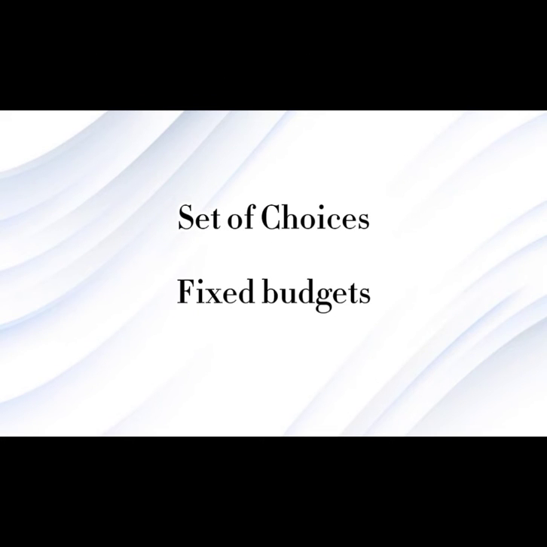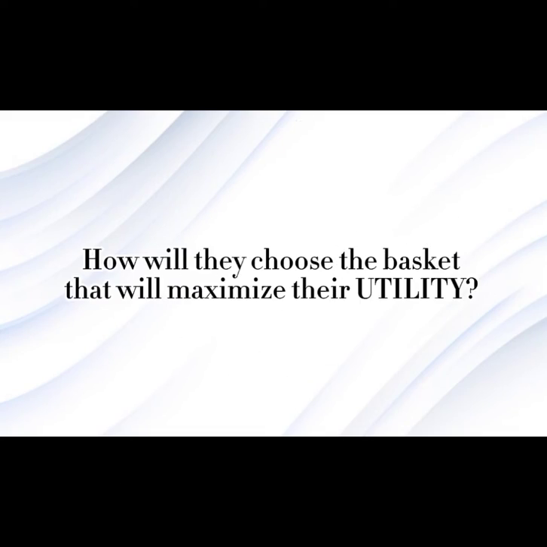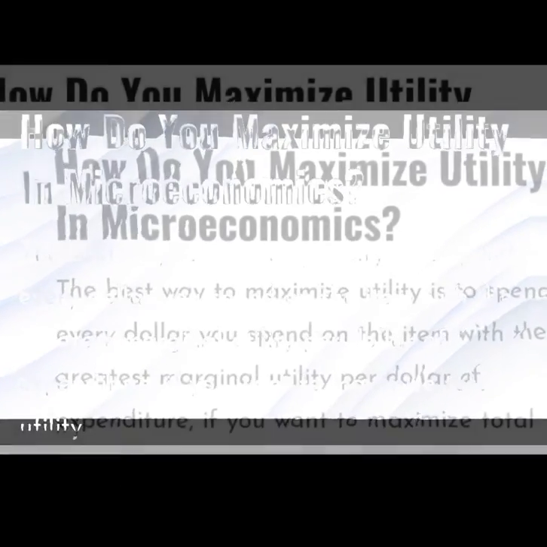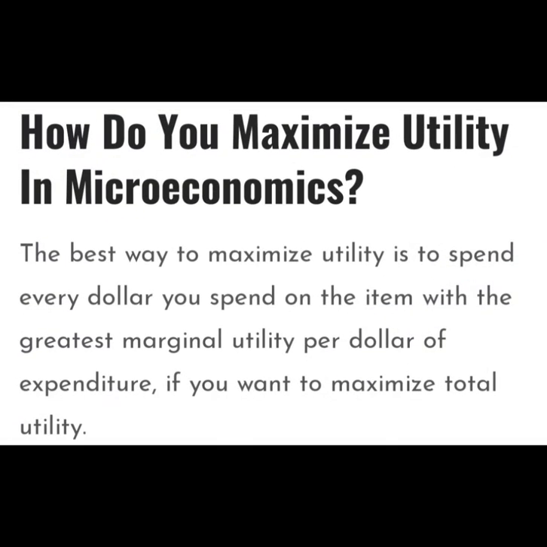Individuals are faced with the following problem: a set of choices for bundles of goods and a given, fixed budget. How will they choose the basket that will maximize their utility? The best way to maximize utility is to spend every dollar on the item with the greatest marginal utility per dollar of expenditure if you want to maximize total utility.